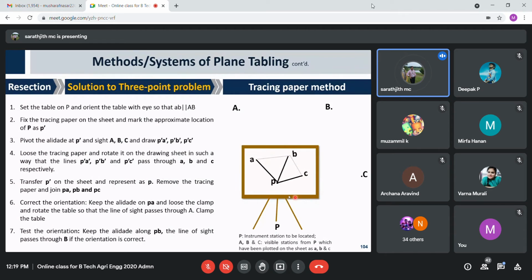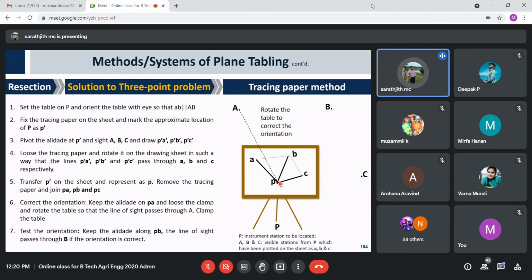Okay. So now if you want to check the orientation, you place your alidade along PA and loosen the clamp of the table so that you can rotate it and sight the point A. So you rotate the table in such a way that this Pa falls along P capital A, along the line of sight P capital A. If you rotate this, you will have the correct orientation.